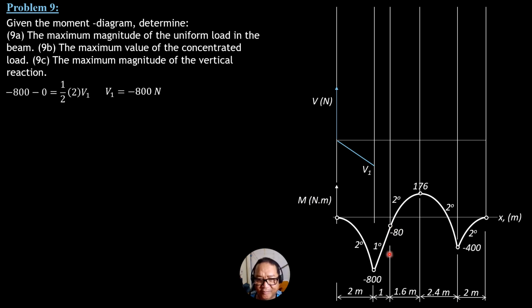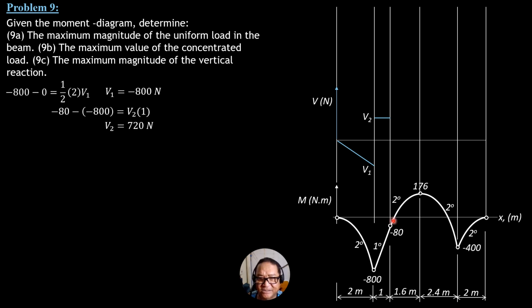Next, we have constant slope here, first degree. So therefore, it should be rectangular above. So change in moment, negative 80 minus negative 800, so that's positive 720. And it is equal to shear sub 2 times 1 meter, because it is expected rectangular here, and positive ordinate because the change in moment is positive. So call that V sub 2. The area is V sub 2 times 1. So that's positive 720 equals V sub 2 times 1. So V sub 2 is 720 newtons.